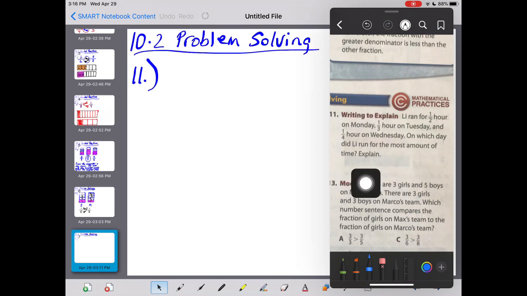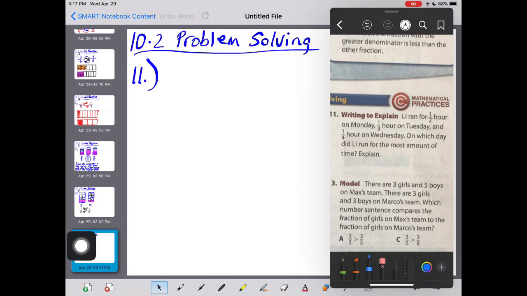Now, when you're asked to explain, it's not just to say, give me the answer. Which day did he run the most amount of time? Of course, you need to say that, but you want to explain, how do you know that? Okay, so I want you to think about that. See if you can come up with the answer the best you can. Pause the video, and then come on back when you think you have some work done, and then I will model for you kind of how I went about it, and we'll see how we compare with each other. Pause now.